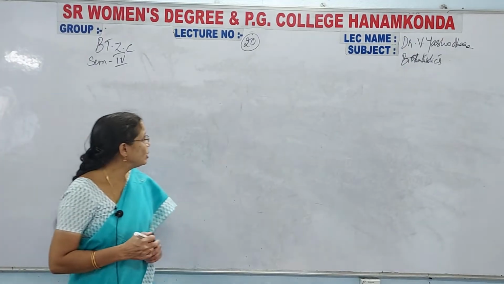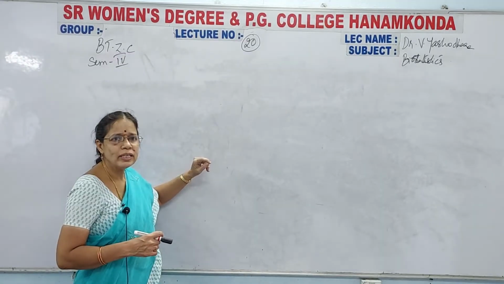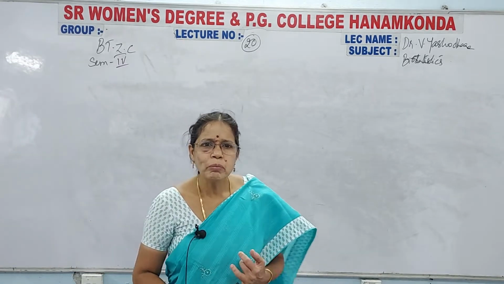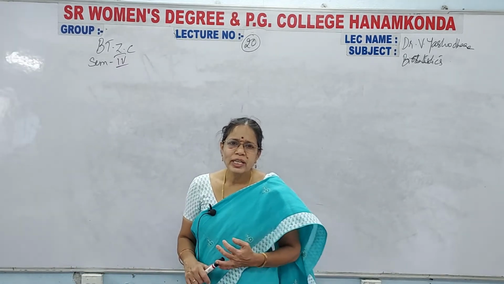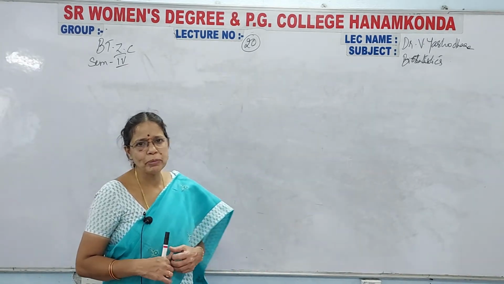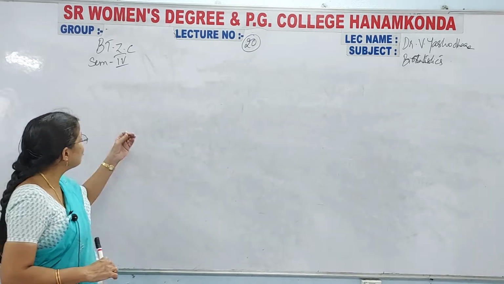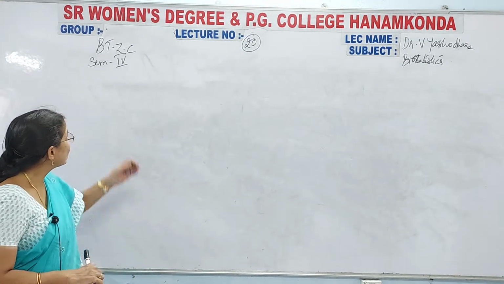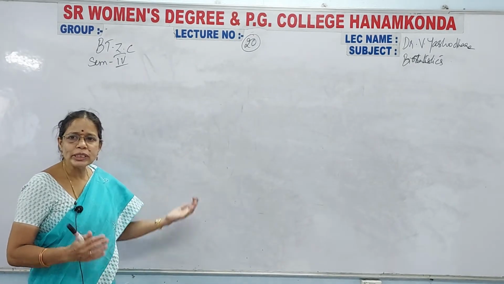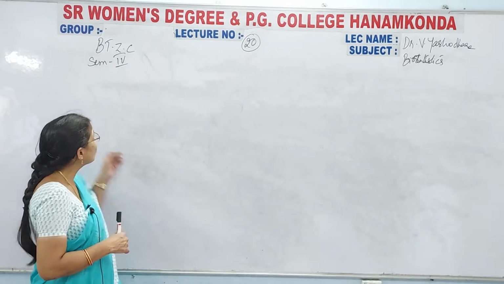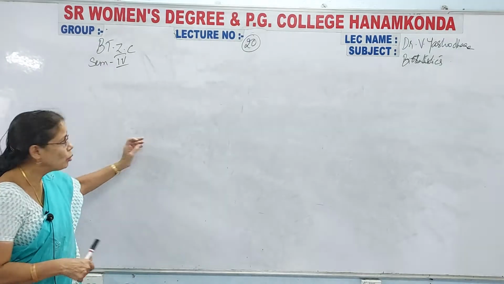In the last classes, we have seen biostatistics: measures of central tendency, measures of central deviation. Next, we have seen the sampling methods, the different types of sampling methods. Next, the graphical representation of the data. And correlation and regression, and the difference between correlation and regression, we have also studied. Now, coming to the next topic, ANOVA.